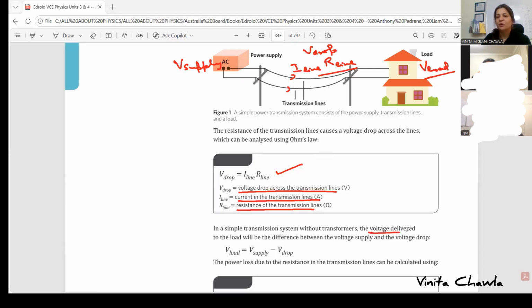This is the voltage delivered. V load is the voltage delivered to the load, right? It is the difference between V supply and V drop. Clear?